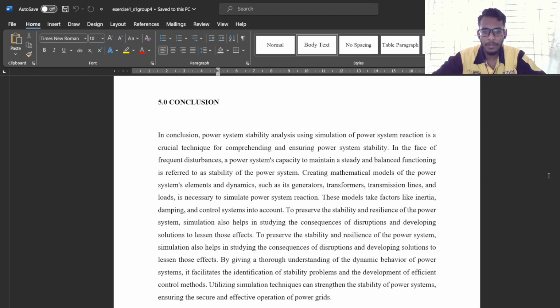By giving a thorough understanding of the dynamic behavior of the power system, it facilitates the identification of stability problems and the development of efficient control methods. Utilizing simulation techniques can strengthen the stability of power systems, ensuring the secure and effective operation of power grids. So that's all from me. Thank you.